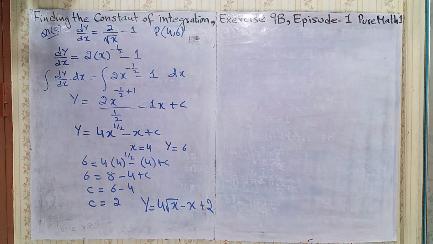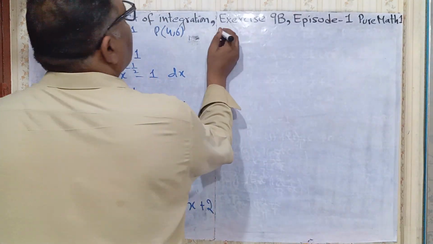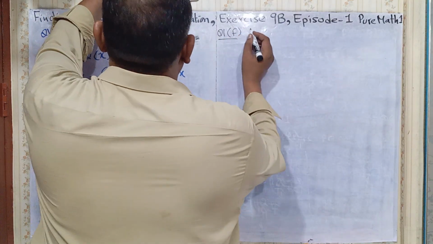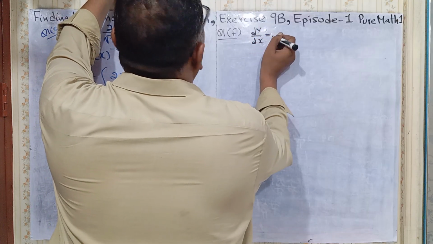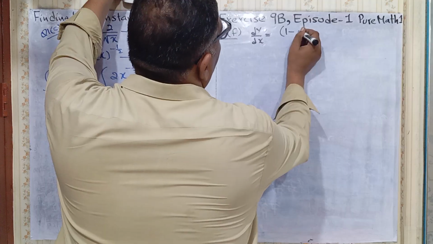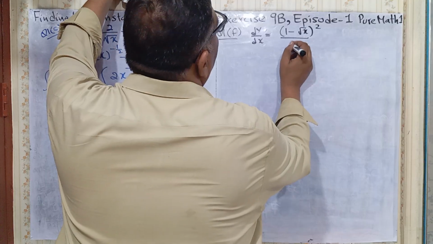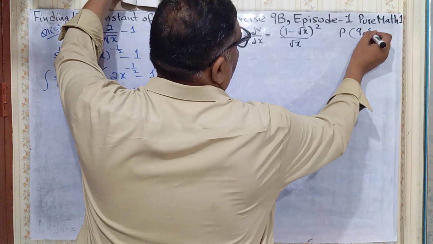Okay, so let's go to the next part, sir. The next part is question number 1 and its F part. So let me do that. It says that dy by dx is equal to 1 minus under root x, and then you have whole square divided by the under root x, okay, and the point P is 9 comma 5, okay.